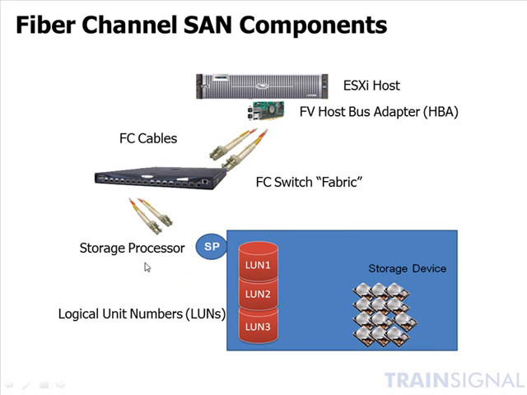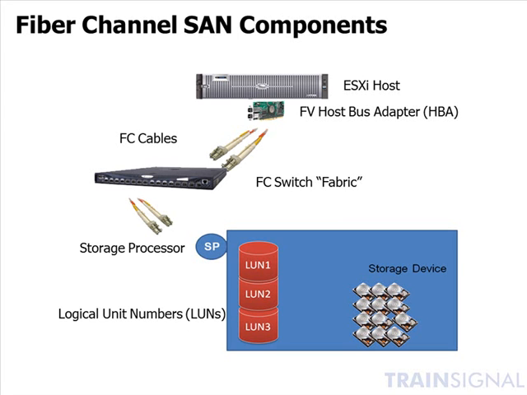Now the storage area network consists of a storage processor. The storage processor is going to receive the commands that are sent from the ESXi host through the HBA, through the switch, and then it's going to give access to the LUN. Now LUN stands for Logical Unit Number, and think of a LUN as an aggregate of physical disks. So you come into your storage devices here, and by the way, these are your hard disks, your spindles, whatever you want to call them. This is the storage, what you buy.